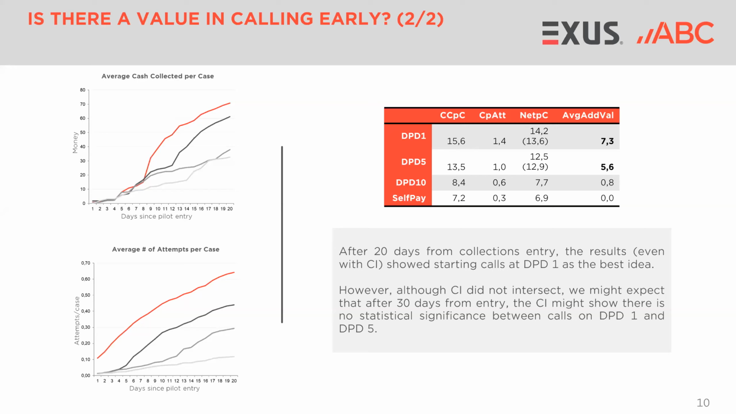So I think, and this is my guess, if we measure it till 30, 35, maybe later, we might get to a point where these converge, and it makes actually no difference whether you start calling at DPD5 or DPD1. So here it is an interesting result. We still think it makes sense to start at DPD1, but if we measure it further, would it hold? It's a good question that we cannot answer at the moment.